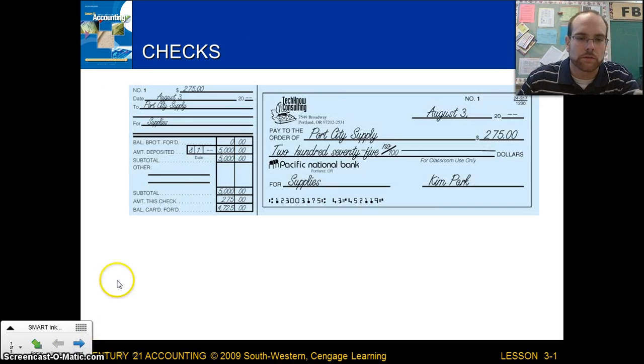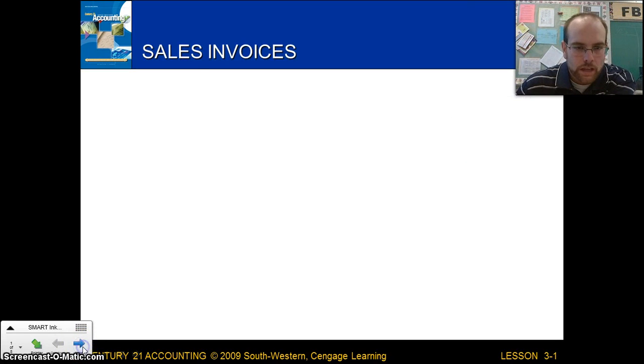The next one is checks. So if you take a look, this is a check stub method of recording how much each check is. So right here is the check stub, which once the check actually gets taken off, goes to the person that you're paying, so in this case it would go to Port City Supply. And then over here, the check stub has a record of all of the numbers on there. So basically, if you have a deposit, that goes in there, and then it just shows what the balance carried forward is, so it continually shows how much money you actually have in your checking account right next to the check. This is a different way than a check register that most of you may have seen in personal finance.